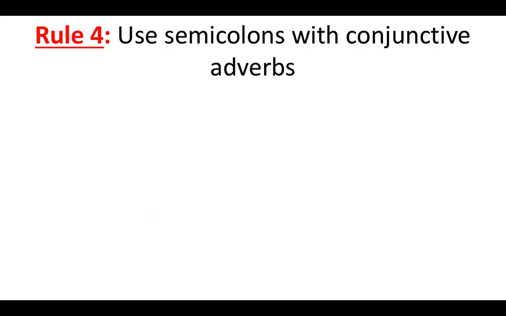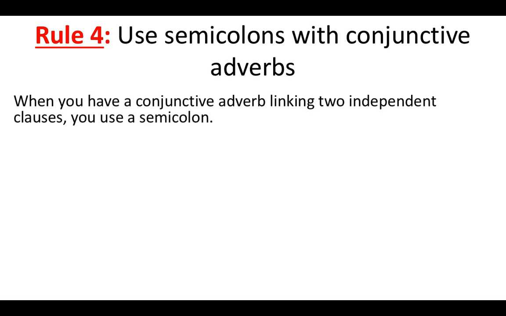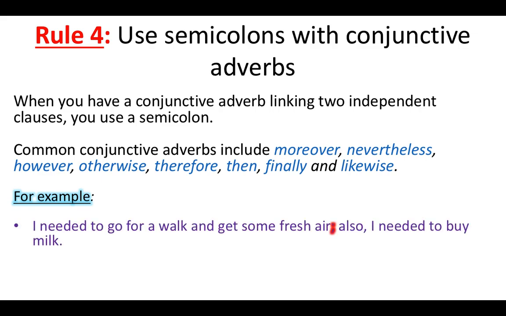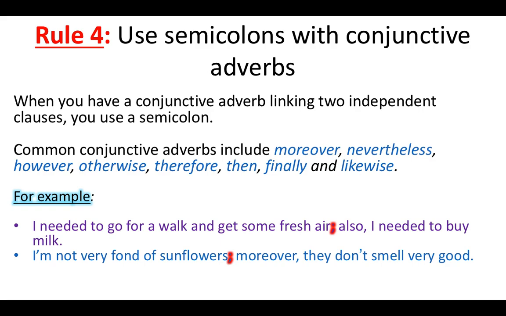Rule 4. Use semicolons with conjunctive adverbs. When you have a conjunctive adverb linking two independent clauses, you use a semicolon. Common conjunctive adverbs include moreover, nevertheless, however, otherwise, therefore, then, finally, and likewise. For example: I needed to go for a walk and get some fresh air; also, I needed to buy milk. I'm not very fond of sunflowers; moreover, they don't smell very good.